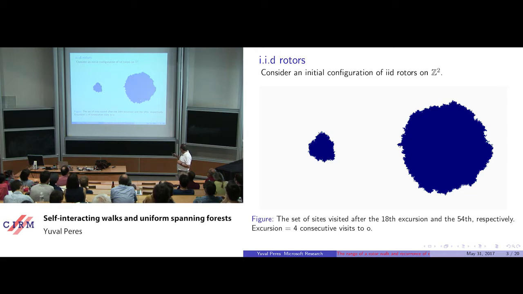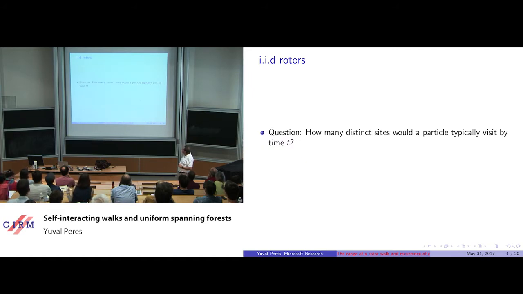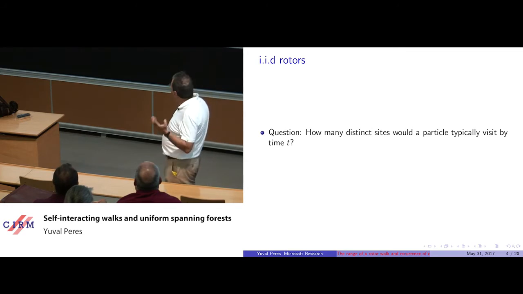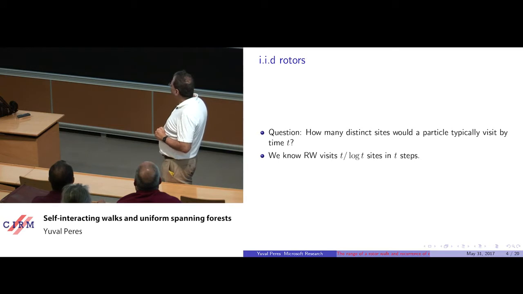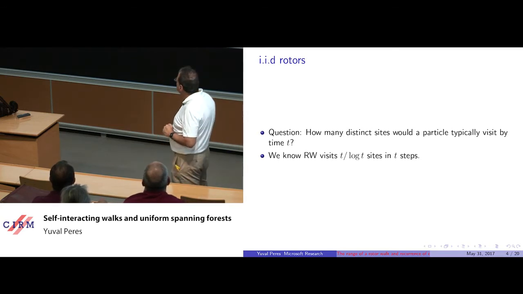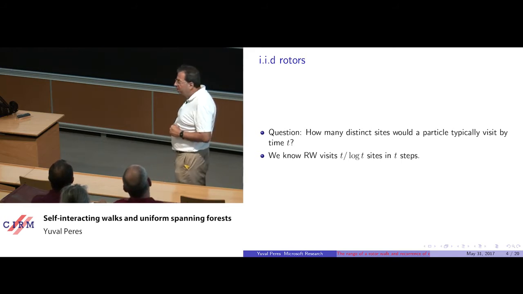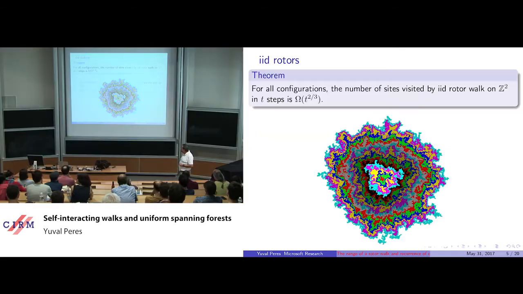54 excursions. I think, is Ed here? Yeah, so Ed actually has a nice movie showing this. I'm just showing you still pictures. So one basic question is, at time t, how many distinct sites have been visited? So for perspective, recall that random walk visits up to constant t over log t sites in t steps when we're walking in 2 dimensions.